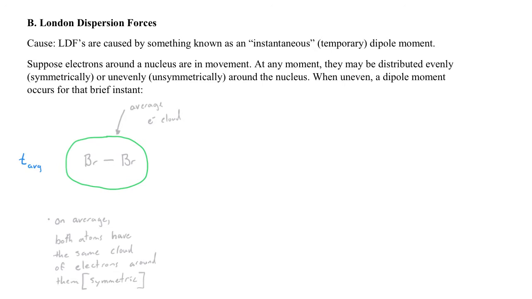Now, it turns out this doesn't tell the entire story, and that's because electrons are not just sitting in one place. They are moving around. And if the electrons are moving around, that means we will have an uneven distribution of those electrons at different times. Say, for example, we looked at this bromine molecule at time 1 and then again at time 2. At time 1, we might see the electron cloud more around the first bromine than the second one. And at time 2, it would be the exact opposite. Maybe the electron cloud is more around the second one than the first one.